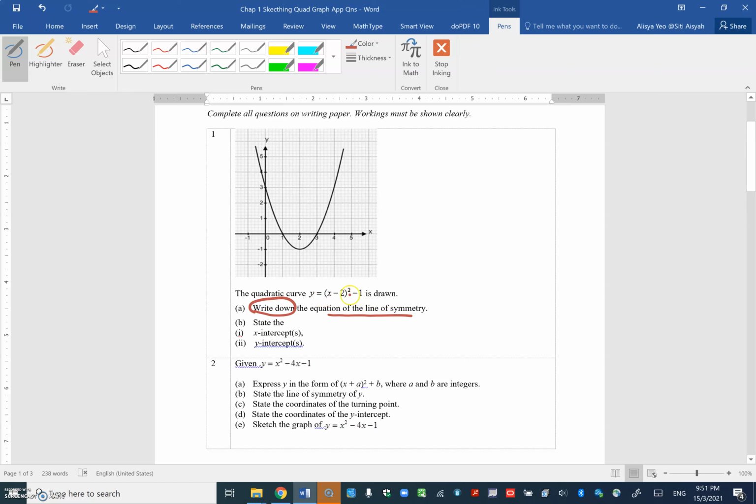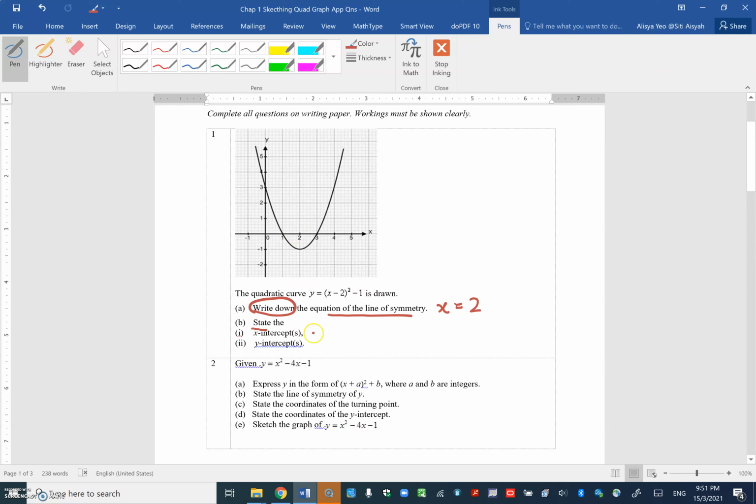Just observe that your x coordinate for the turning point is going to be 2. So therefore, the line of symmetry is x equals 2. Actually, you can just observe the midpoint of 1 and 3 is 2. So line of symmetry is x equals 2. It's a vertical line. Okay, then they say state. So again, state, no need working.